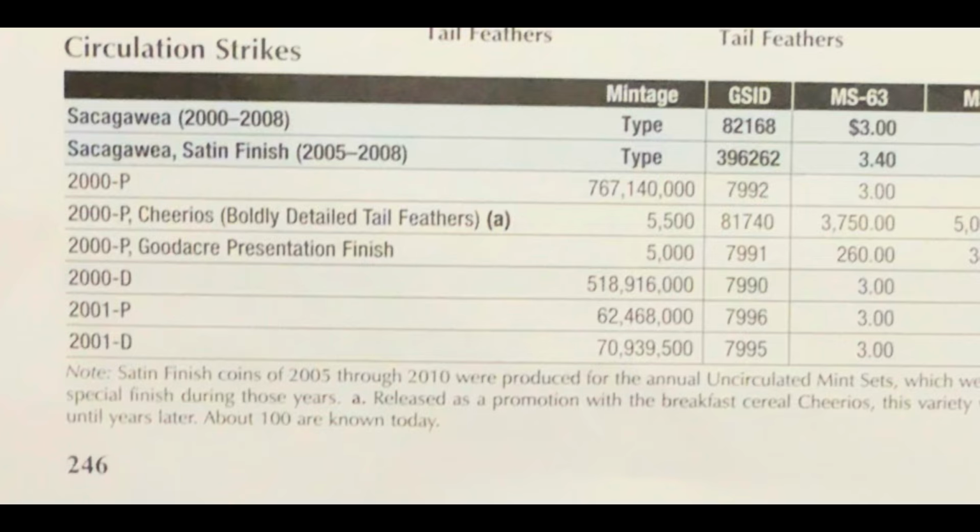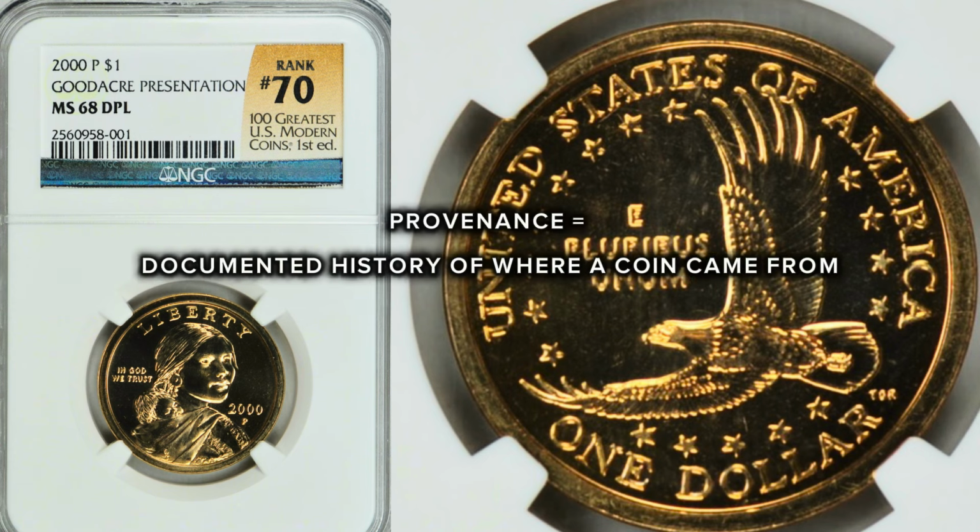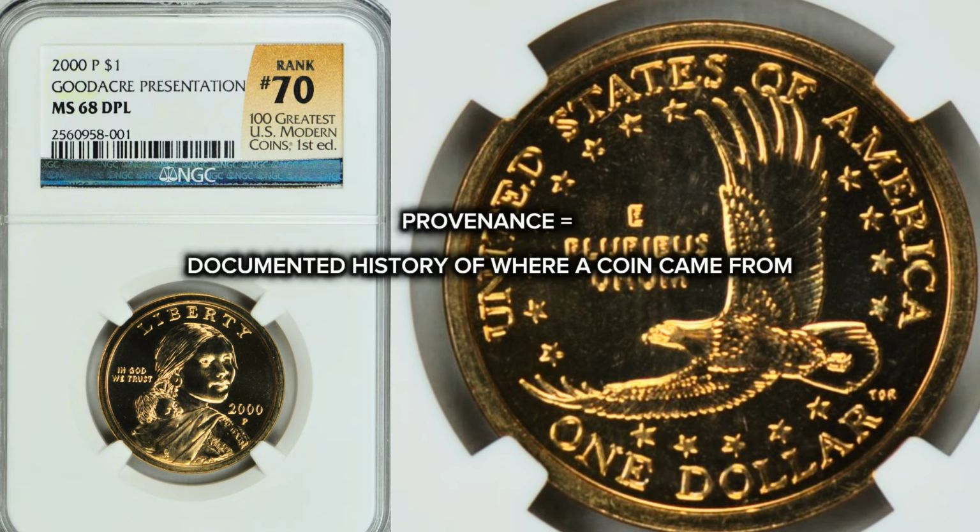The third listing is completely different. This is the Goodacre Presentation finish. The red book lists only 5,000. Goodacre was an artist who designed the portrait of Sacagawea on the front of the coin. Those 5,000 special dollars that were made, that was her payment for her design work. These coins had specially prepared surfaces and were handled differently from normal circulated coins. You may hear the word provenance. That just means the documented history of where a coin came from.